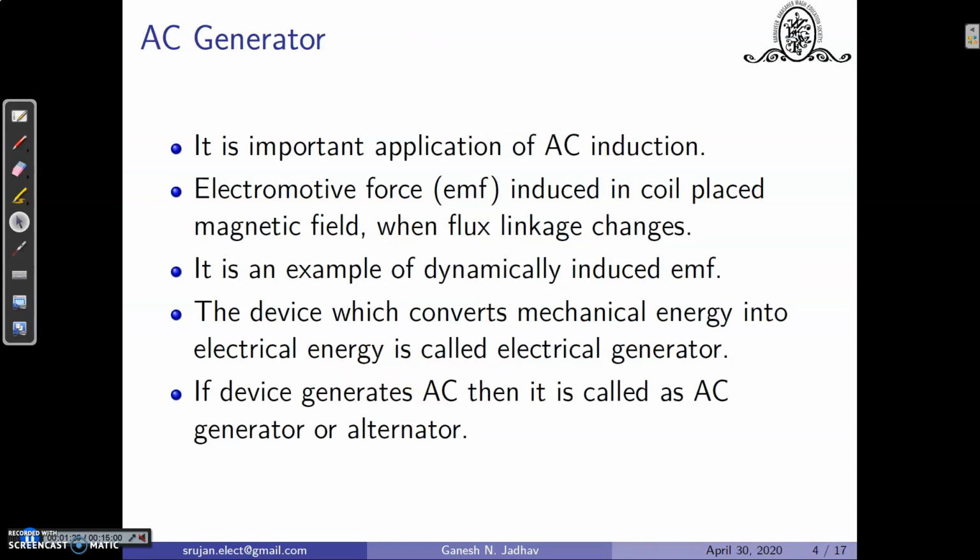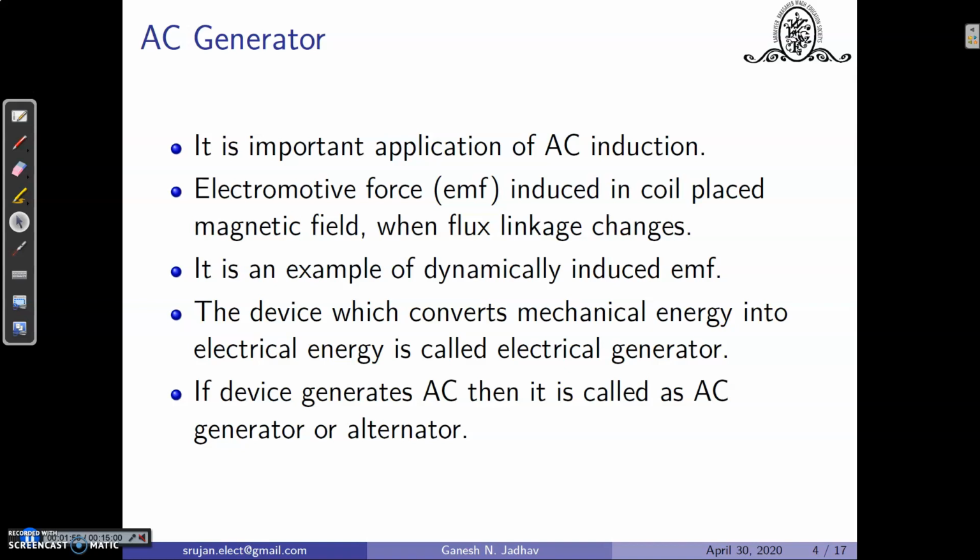Let's see what an AC generator is. It is an important application of AC induction. This works on the induction principle. Electromotive force is induced in a coil placed in a magnetic field when the flux linkage changes. This is stated by Faraday's law. Whenever a coil is placed in a magnetic field and the flux linkage changes, the EMF is induced in it. The generator is an example of dynamically induced EMF.